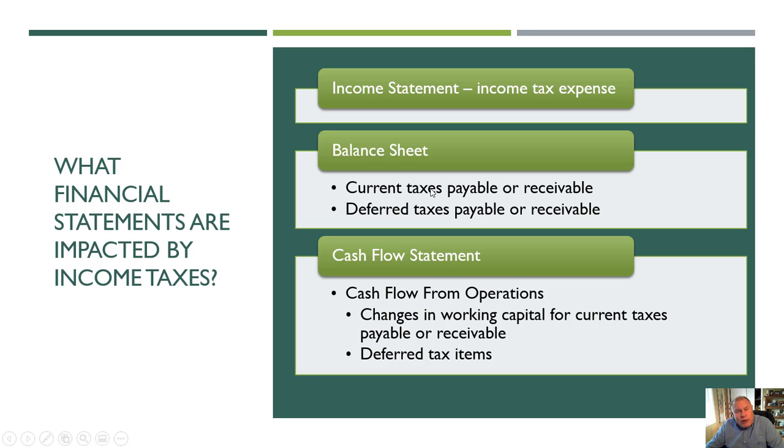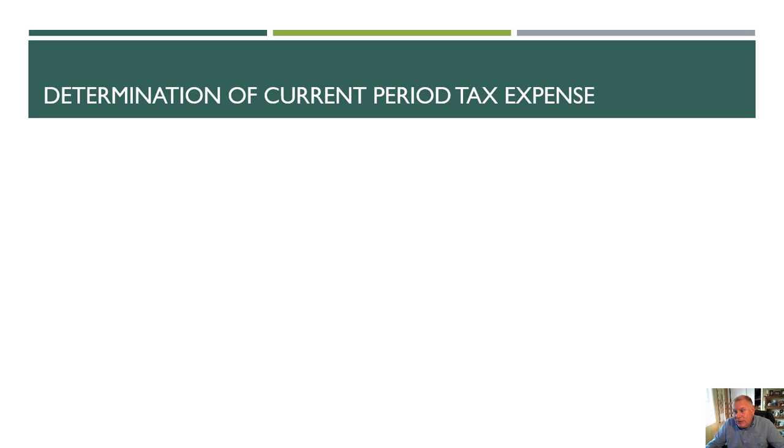Current are those that are currently due the government, and the remainder are deferred. That means they're going to be paid or received in subsequent periods due to timing differences, which we will talk about. The cash flow statement, we'll see it in cash flow from operations. So that's what's impacted there.